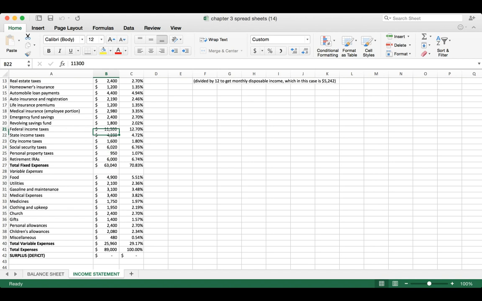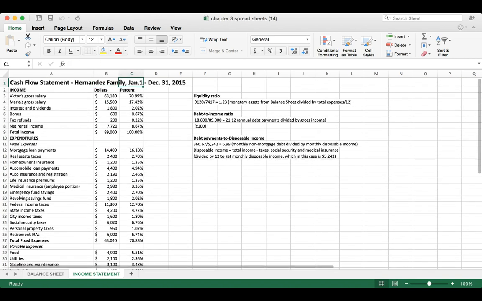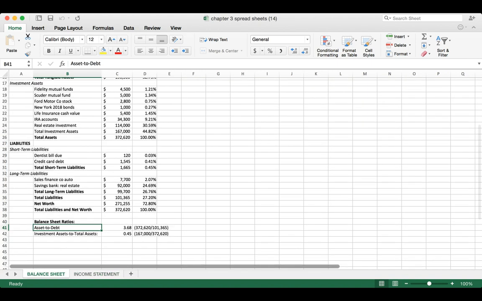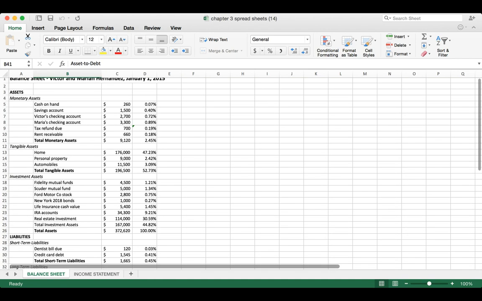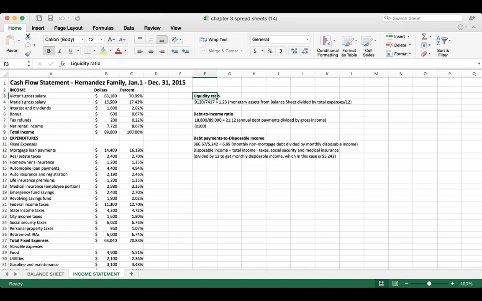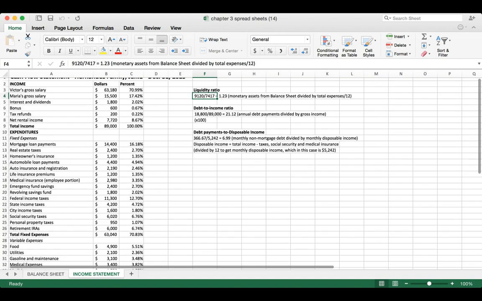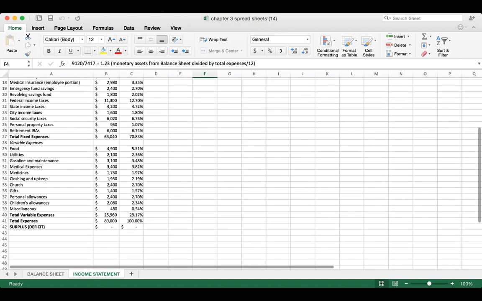All right, so let's take a look at some ratios. This is called a liquidity ratio, and this can determine how much cash or monetary assets you have available to cover your expenses. So we have to take a look at our balance sheet in order to come up with the total amount of monetary assets that they have. And they have $9,120. So you take the 9120 and you divide that into their expenses. And their expenses turned out to be 89,000, right?